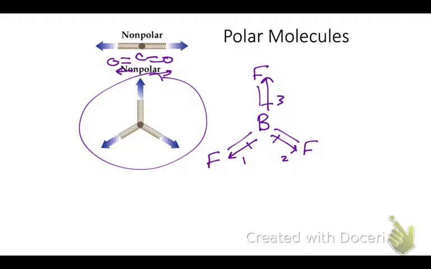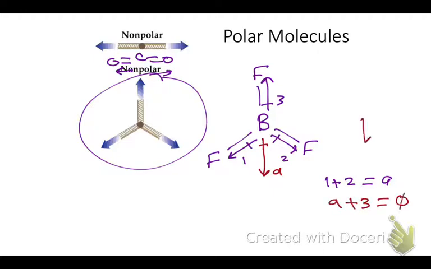The reason for that: if I add 1 to 2, that's going to give me A, and this is how A looks. Now, if I add A to 3, that's going to give me 0, because A and 3 have similar magnitude. Why is it similar magnitude? Because it's the same bond. Boron, fluorine, single bond, yet opposite direction. So 0 net dipole, therefore the molecule is non-polar.